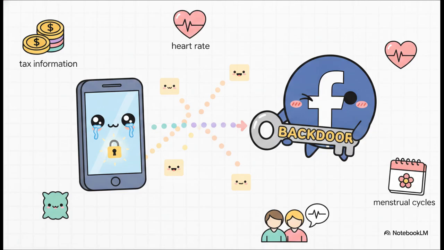Now, you might be thinking, hey, I don't even use Facebook anymore, so I'm totally safe. Well, not exactly. The documents highlight something called the Facebook SDK, or Software Development Kit. When independent developers build their own apps, they love using this toolkit because it gives them really sophisticated analytics. But the catch? It gives Meta a backdoor key to that app's data. Because of this little toolkit, Meta can track incredibly sensitive stuff from totally unrelated apps on your phone. We're talking your tax information, heart rate data, dating profiles, and literally even your menstrual cycles.